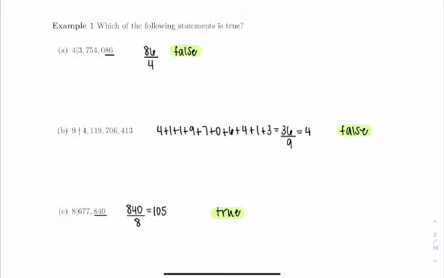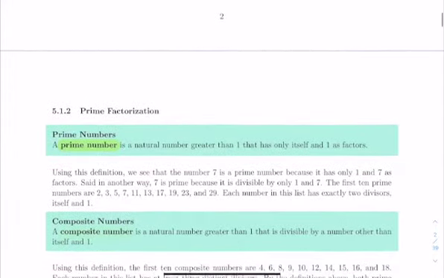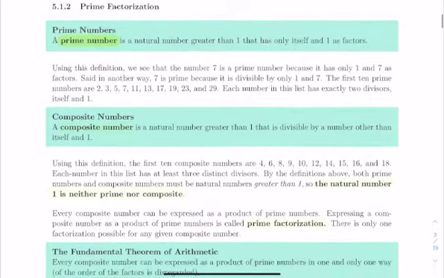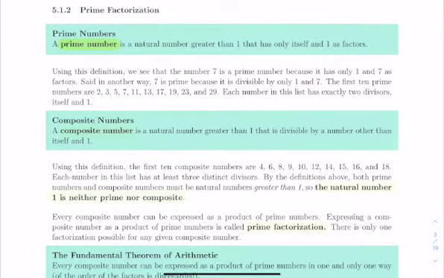Now let's talk about prime factorization. A prime number is a natural number greater than 1 that has only itself and 1 as factors. So using this definition, we see that the number 7 is a prime number because it only has 1 and 7 as factors. Said in another way, 7 is prime because it is divisible by only 1 and itself, 7.